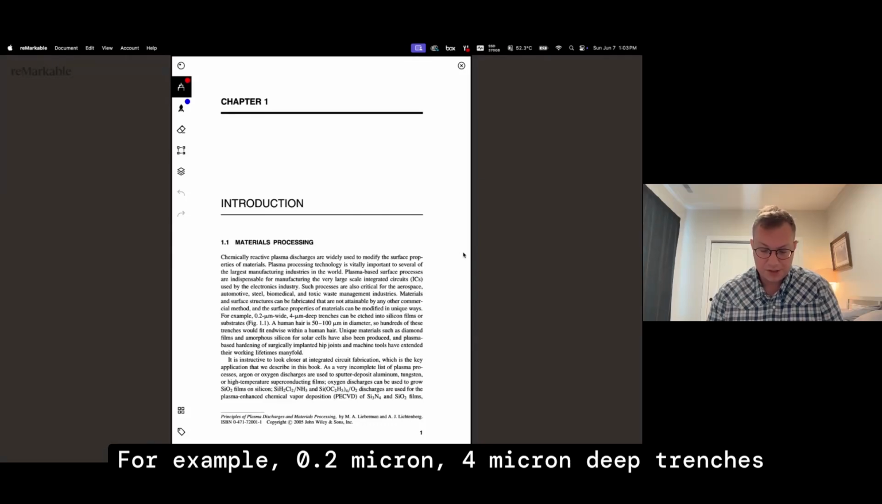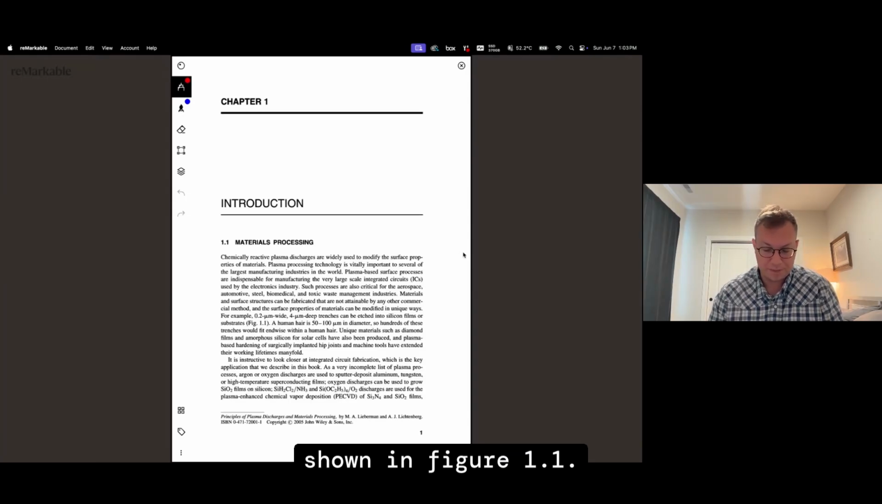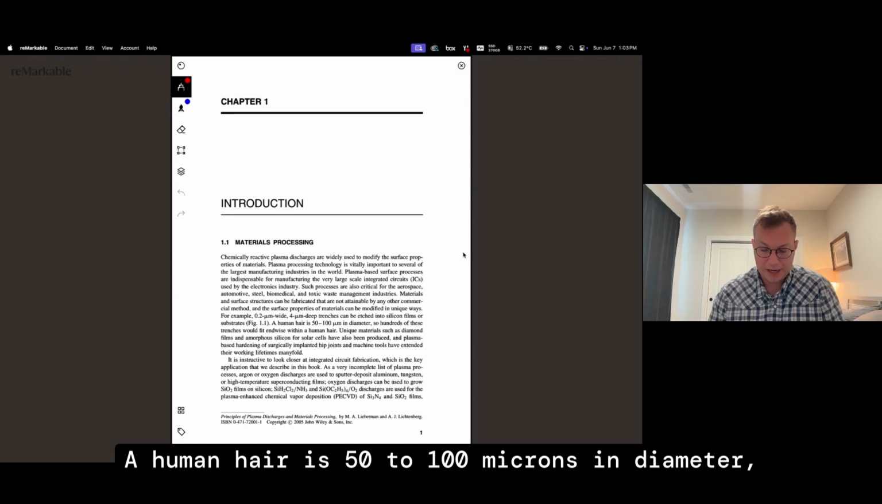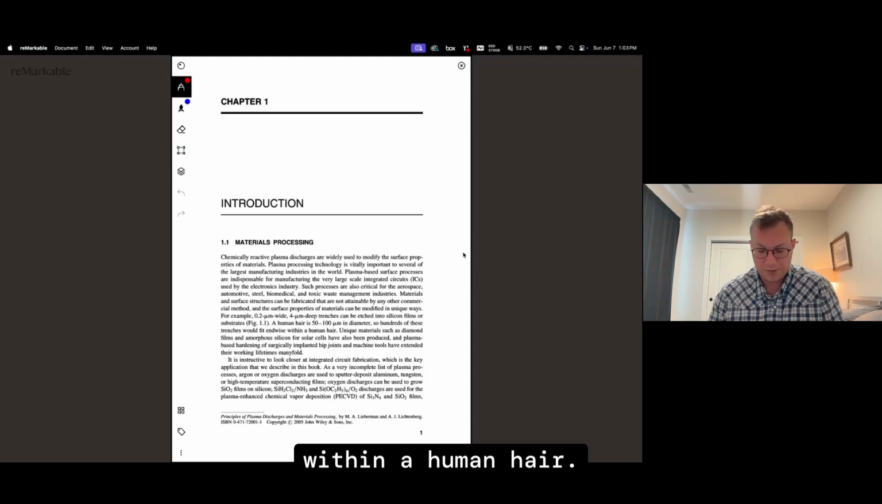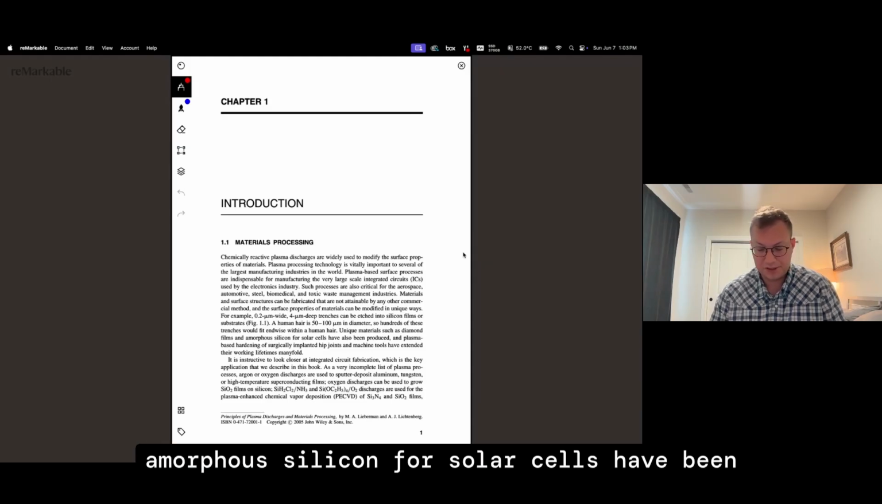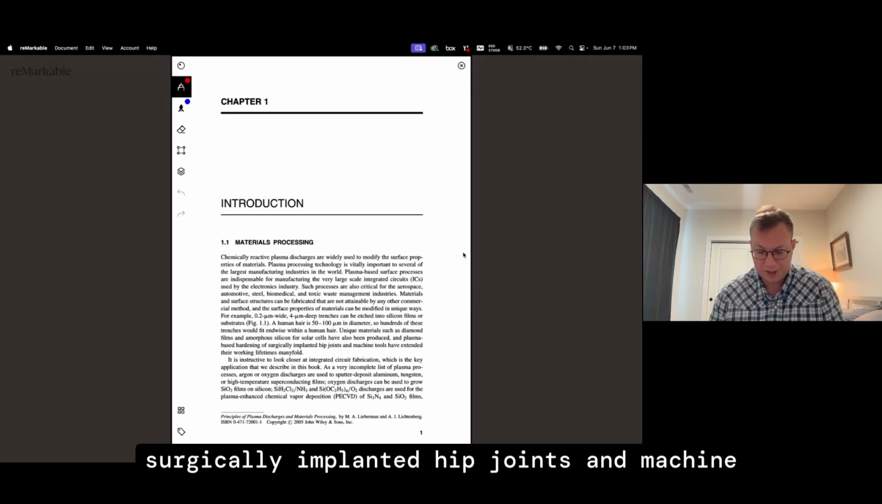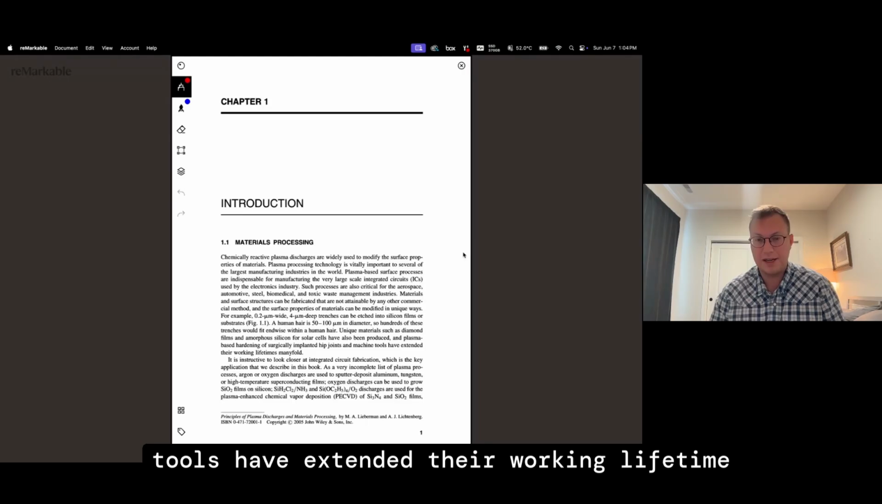For example, 0.2 micron by 4 micron deep trenches can be etched into silicon film or substrates, as shown in figure 1.1. A human hair is 50 to 100 microns in diameter, so hundreds of these trenches would fit endwise within a human hair. Unique materials such as diamond films and amorphous silicon for solar cells have been produced, and plasma-based hardening of surgically implanted hip joints and machine tools have extended their working lifetime many-fold.